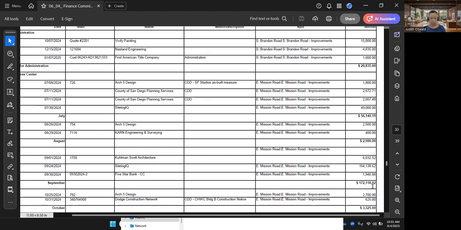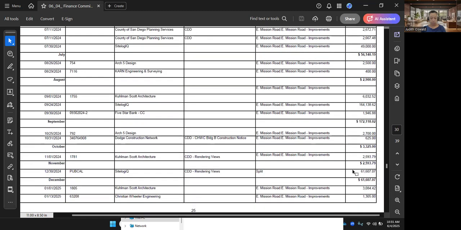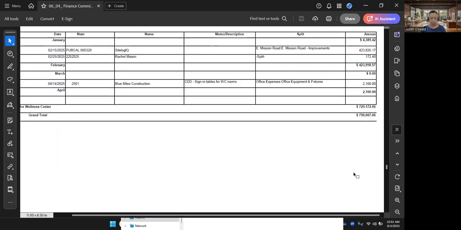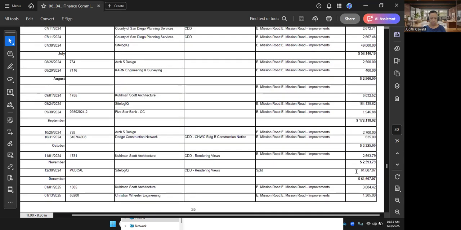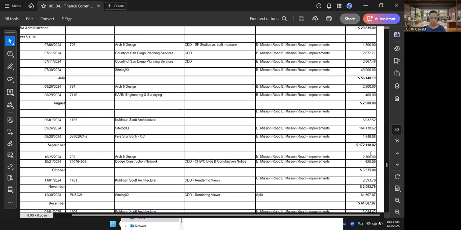From July of 24 through April of 25, our project related expenses totaled $750,007.06. $20,835 was specific to the administration building. The remaining $729,000 had to do with the wellness center. And again, those are going to be things for design, planning, engineering, construction services, and equipment specific to the setup of the wellness center. So those are usually longer term items.